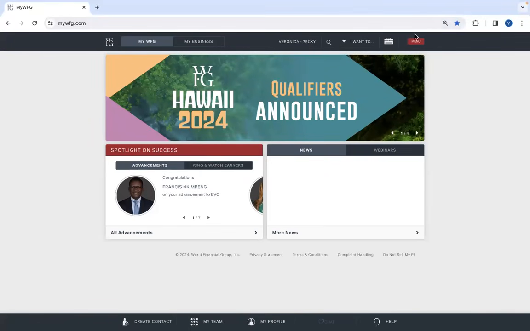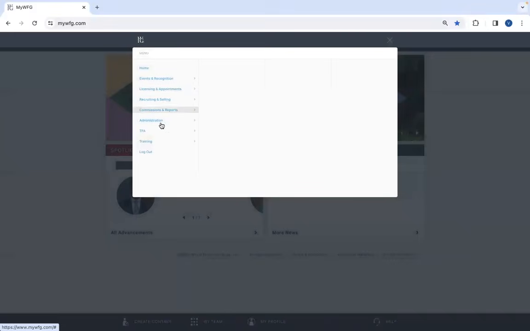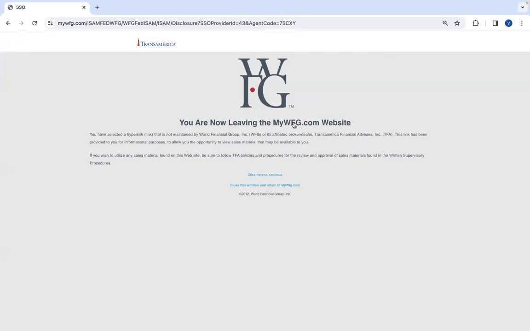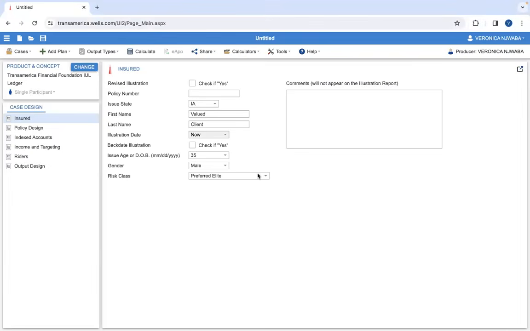On the top right corner, you see menu. So I'm going to click on menu. And then there's recruiting and selling. I'll click on that. And then I'll go down to sales tools and information. Then I'll go to Transamerica Life Illustrator. And then I'll click here to continue. This is access to my illustration. You'll see my name on the top right corner. Do you see that? Yeah.